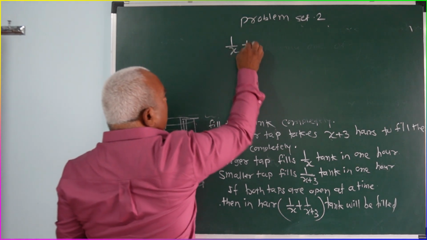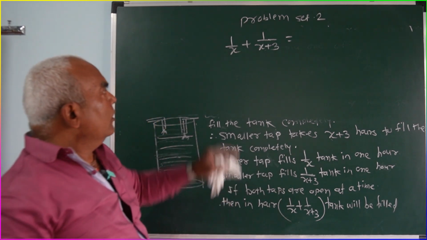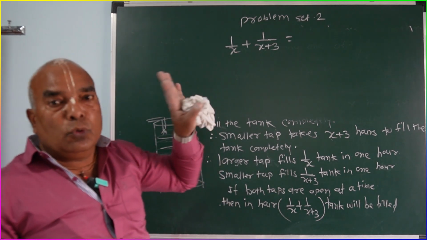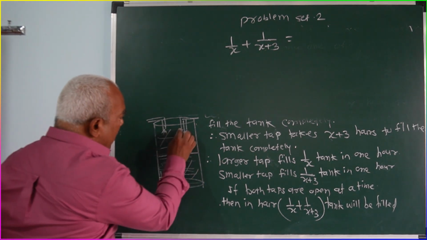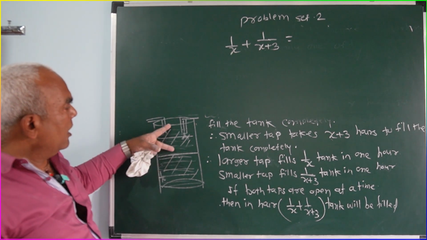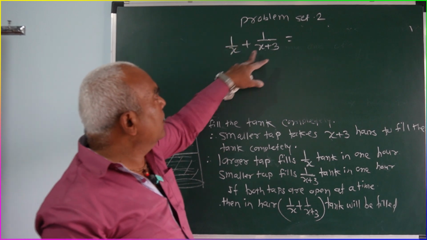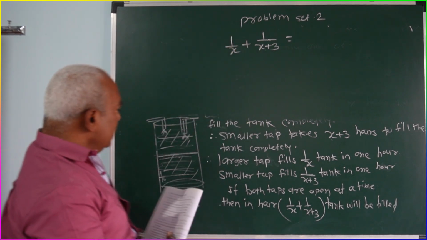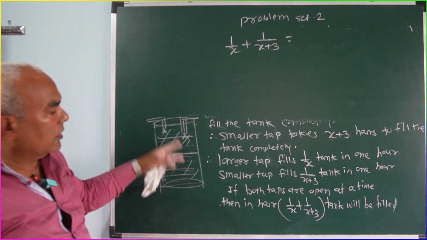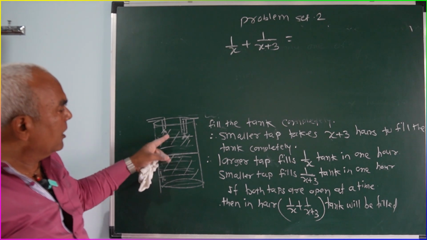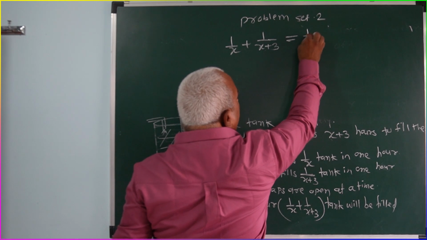Here, 1 upon x plus 1 upon x plus 3 is in 1 hour. If two taps are open at a time, 2 hours are required. 2 hours required means what? In 1 hour they are making half the tank. This is 1 hour's water, 1 upon x plus 1 upon x plus 3, and that 1 hour's water is half of the tank. Half, how? Because it requires 2 hours, which means in 2 hours both taps fill the tank completely. This will be half, this will be half.